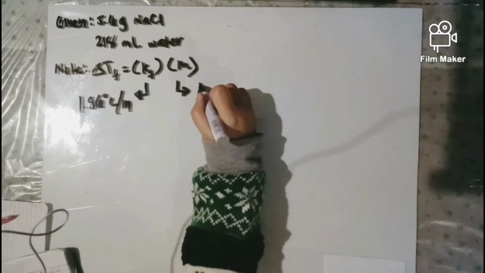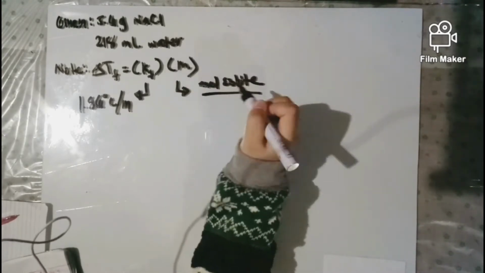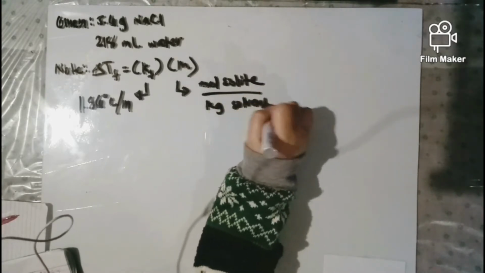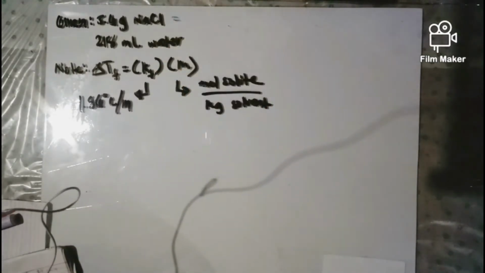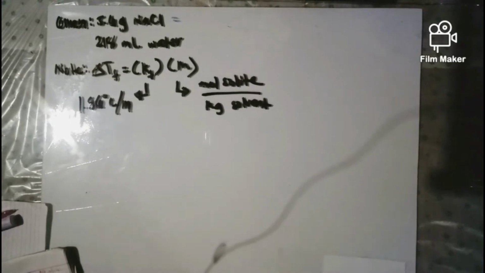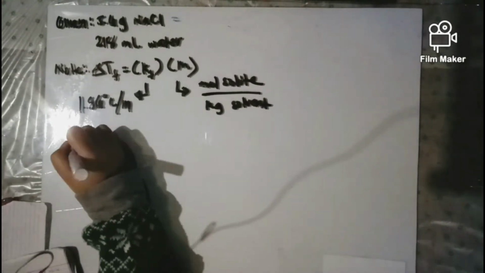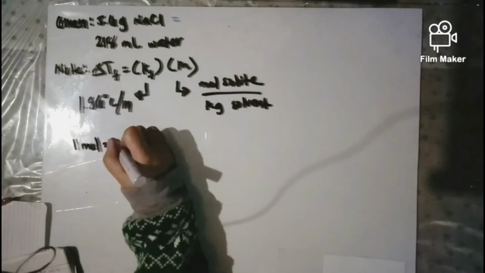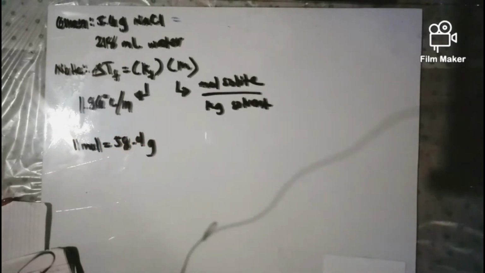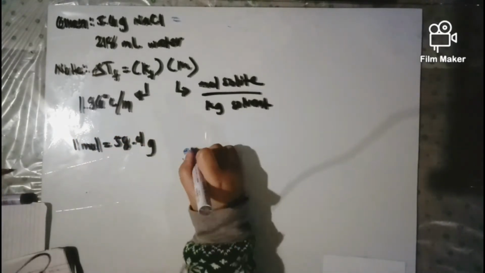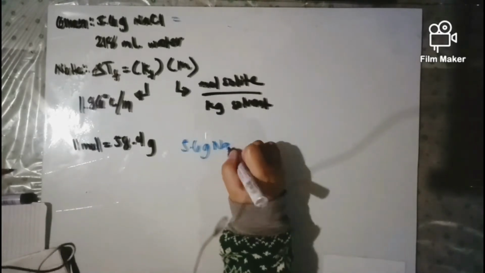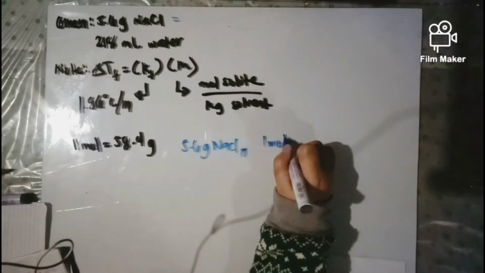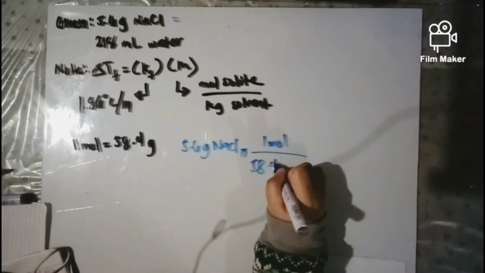We need to use the formula moles of solute over kilograms of solvent. But in the given, the solute is in grams, so we need to find the moles of NaCl. By converting gram into mole, we need to know that 1 mole is equal to 58.4 gram. That makes 5.6 gram of NaCl multiplied by 1 mole over 58.4 gram.